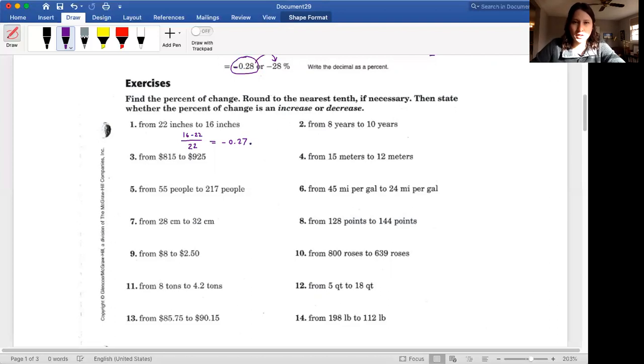And so you can round to the nearest tenth like the instructions say. So 0.2727 becomes 27.3%. And we're going to write it as a negative to show that it's going down. And it says state whether the percent change is an increase or decrease. So we're going to write it's a decrease right here.